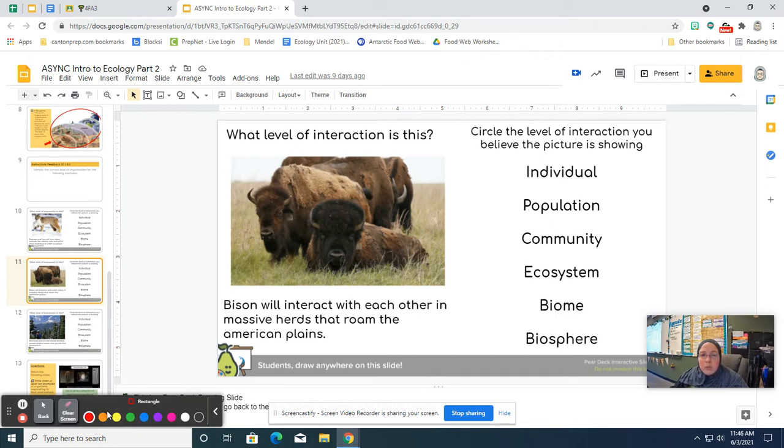If we were studying, for example, the bison population in the American Plains or someplace like Yellowstone National Park, and if we were tracking those bison, what type of interaction are we studying? If you said we are studying population, you would be correct.